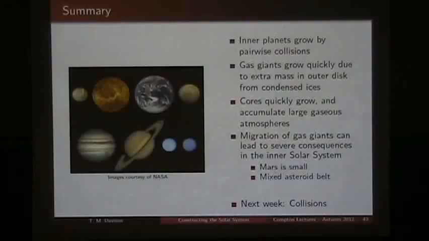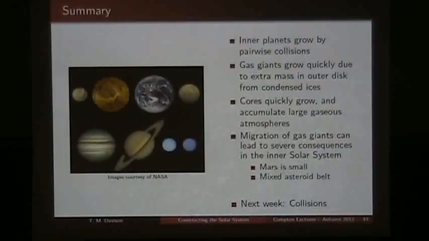So as I said, the inner planets formed by pairwise collisions. The gas giants grew much more quickly because of the extra mass in the outer disk from the condensed ices, and the fact that it was further from the sun, so its angular region had more mass in it. The cores of those planets grew quickly and then accumulated the large gaseous atmospheres, and they formed much more quickly than the inner planets. And then those outer planets could have significant effects on the inner planets and the asteroid belt as they start to fall into resonance with each other.